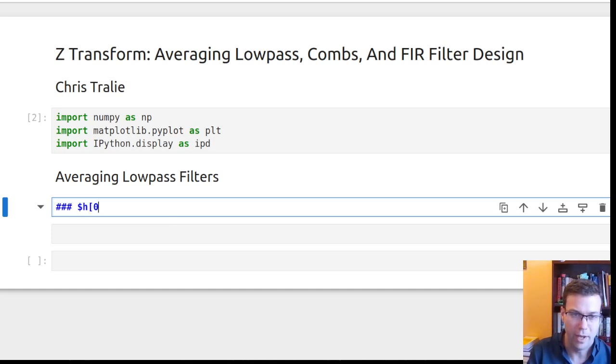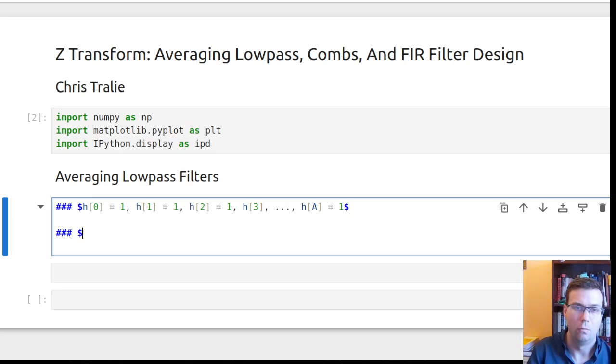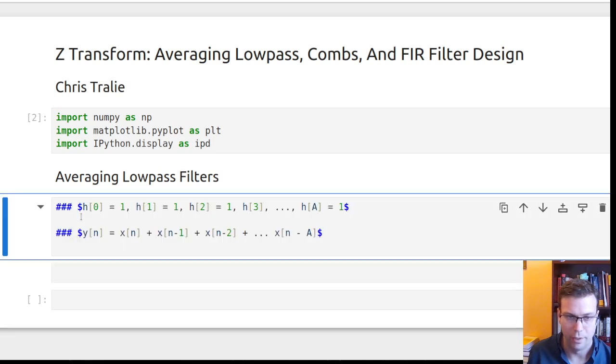If you remember, what I had was an impulse response that was just 1 at 0 and 1 at 1, and everything else was 0. But we can keep going and say, okay, actually I'm going to make 2 be 1, I'm going to make 3 be 1, all the way up to, let's say, the index a is 1. And so this gives rise to the difference equation, which would be y of n is equal to x of n plus x of n minus 1 plus x of n minus 2, all the way up to x of n minus a. So before I had a just being 1, but this is a more general equation that I can apply here.